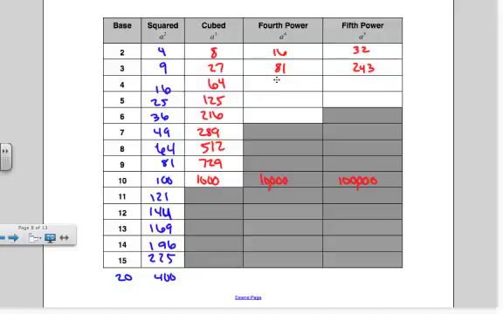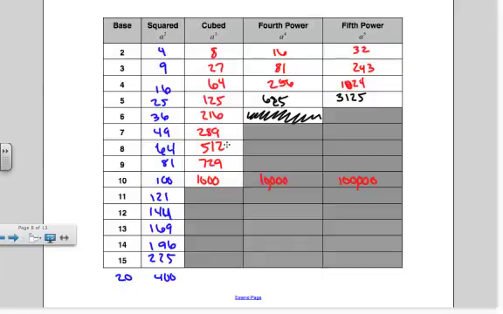4 to the fourth power is 256. 4 to the fifth power is 1024. Okay, 5 to the fourth power is 625. 5 to the fifth power is 3,125. 6 to the fourth power is not really that necessary. Okay, guys?